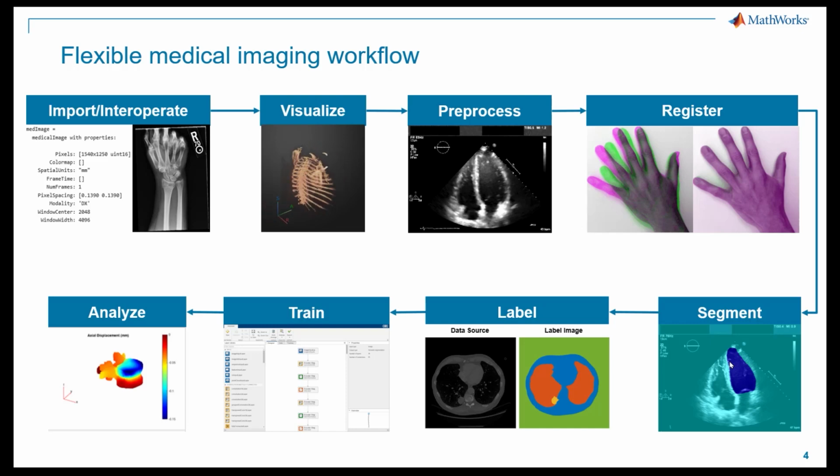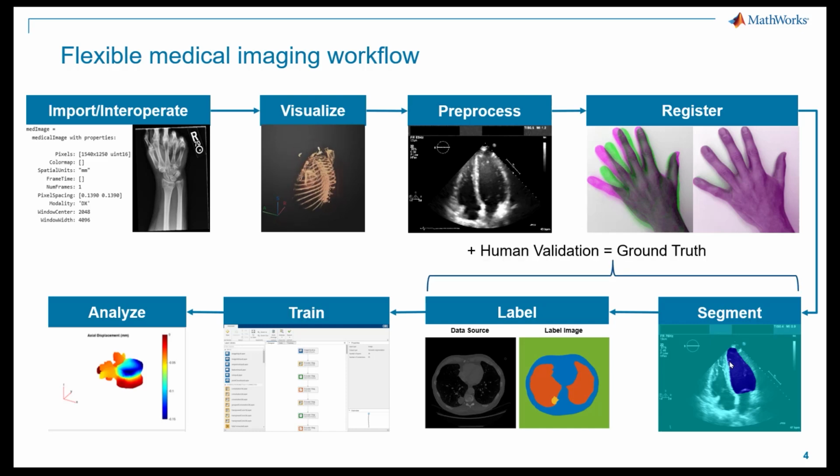Especially if you're working with different imaging modalities, you might need to co-register images. So we'll talk about that. And then typically, you'll need to segment and label your data. And when you combine the idea of segmentation and labeling with human validation, then you get what we call ground truth. Ground truth is the truth of what's in your imagery, with which you can then train models, like deep learning models, for example, to subsequently analyze your data to do things like calculate volumes or do finite element modeling.